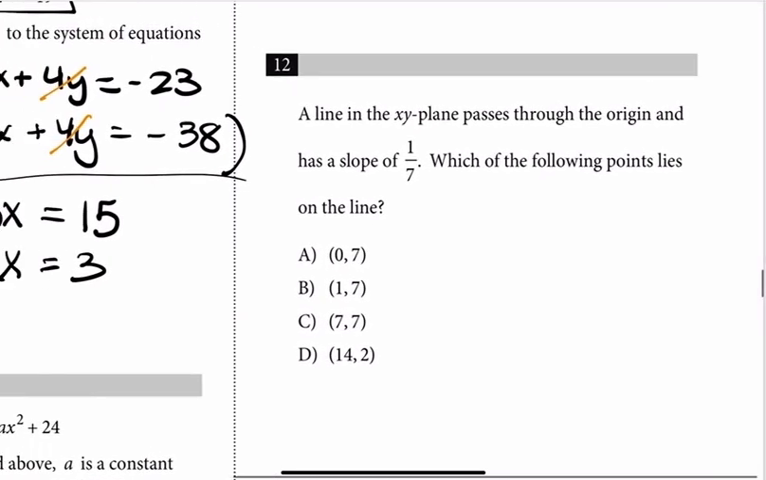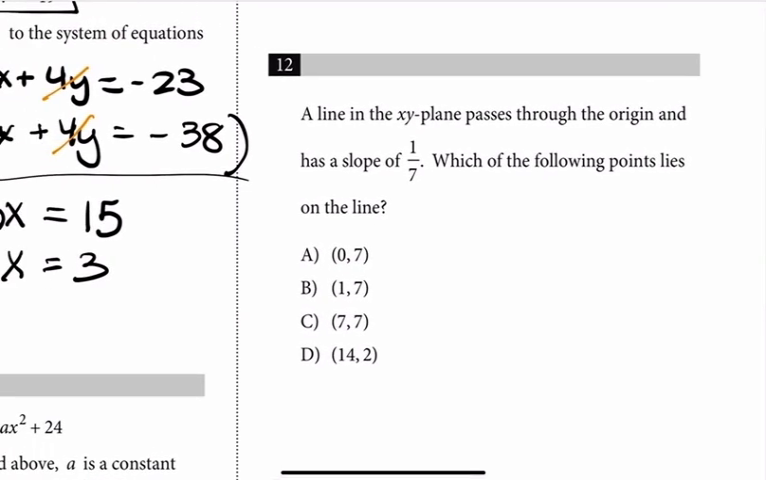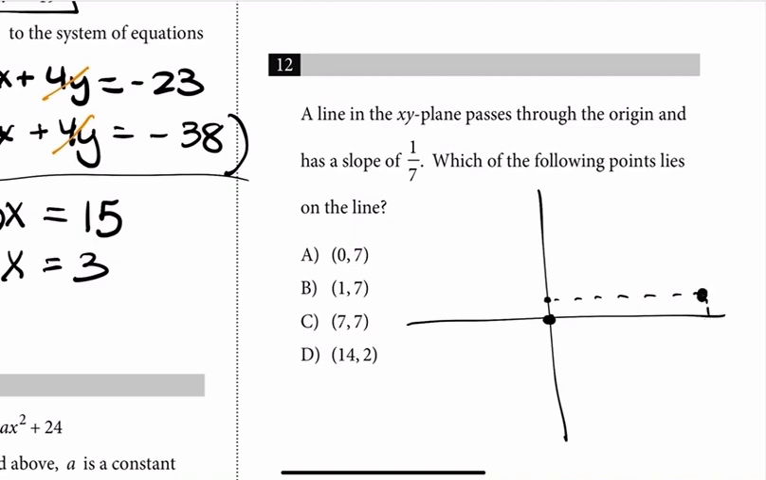Okay. A line in the xy plane passes through the origin and has a slope of 1/7. Anytime that they're talking about lines and stuff like that, it's always good to just start drawing it out. So it passes through the origin and it has a slope of 1/7. So I know it's going to rise 1, and then it's going to go right 7. We'll eyeball that. So right here.